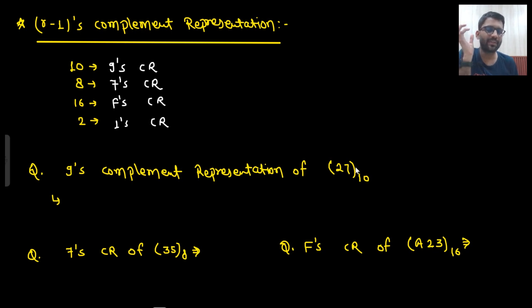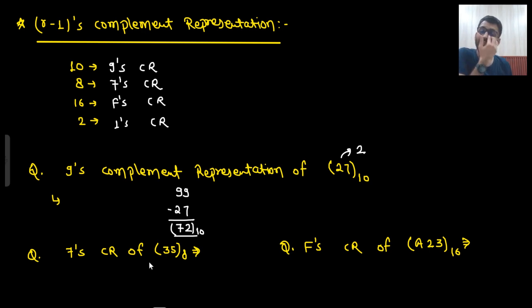So 9's complement representation of 27, what would that be? How many digits are there? Two digits are there. So what is the maximum number of 2 digits in decimal? 99. So 99 minus 27 you need to do. This is how you can find your 9's complement. So what you will get? 72. This is the answer. Okay.